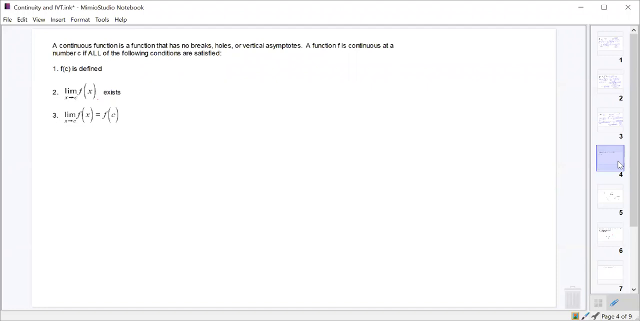And thirdly, both number 1 and number 2 have to be equal to each other. So the function has to exist, the limit at that point has to exist, and the limit and the value of the function have to be equal to each other at that value of c for a function to be continuous. Does that make sense or no?